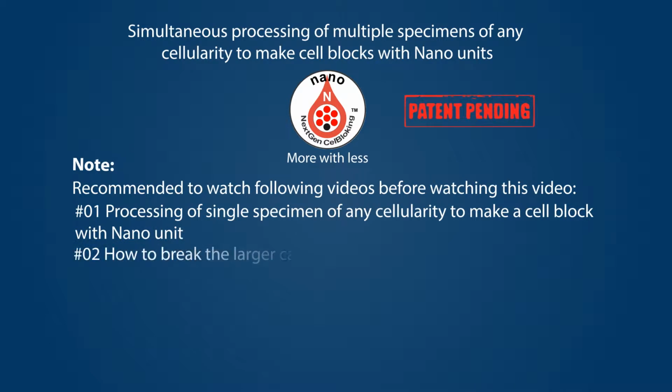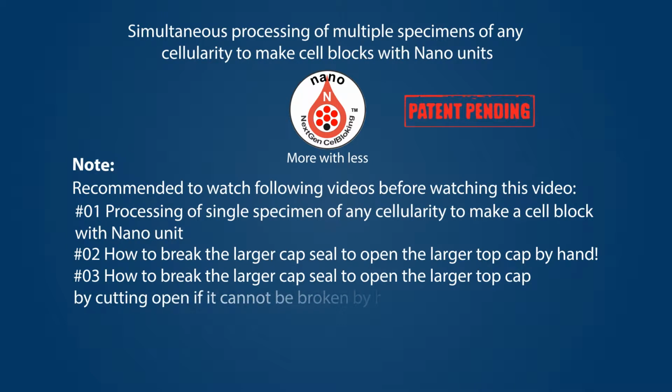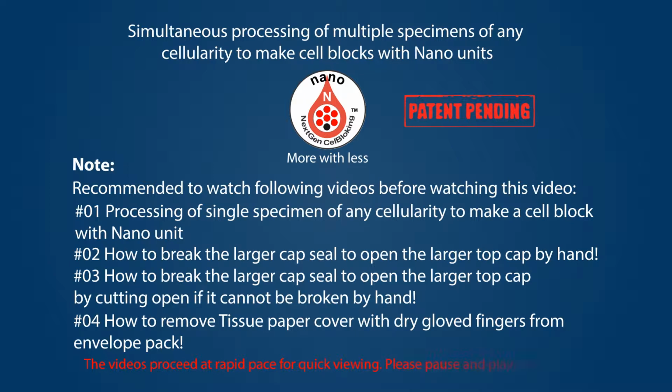How to break the larger cap seal, to open the larger top cap by hand. How to break the larger cap seal, to open the larger top cap by cutting open, if it cannot be broken by hand. How to remove the tissue paper cover, with dry gloved fingers, from the envelope pack. The videos proceed at a rapid pace for quick viewing. Please pause and play as needed.